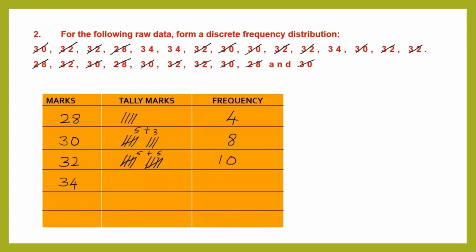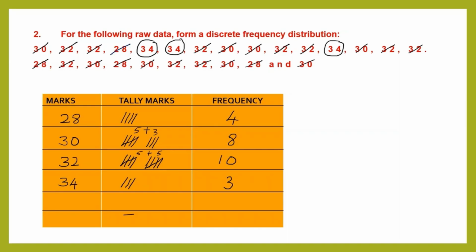Now 34 is the one left. So let's see, we have 1. Let's draw a tally mark. 2. So one more tally mark. Then 3. That's it. So we have 3, 34. So the frequency there is 3.